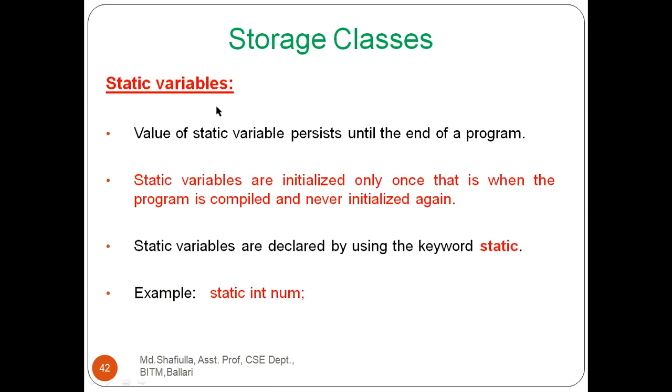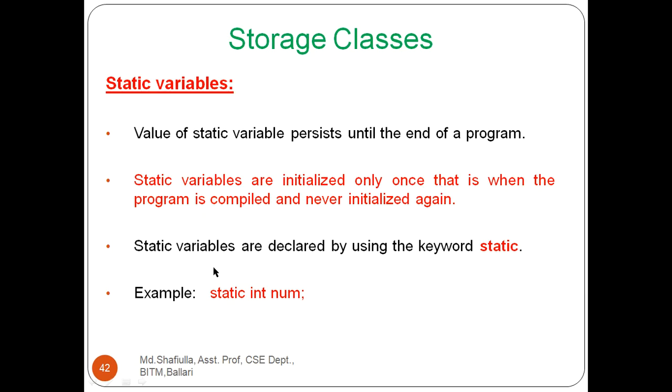Then comes the static variable. Values of static variables persist until the end of a program. Static variables are initialized only once. Remember that they are initialized only once. When exactly? When you compile the program. They never initialize again. There is no reinitialization concept for static variables. How many times are they initialized? Only once. The word static indicates that it will remain the same value.